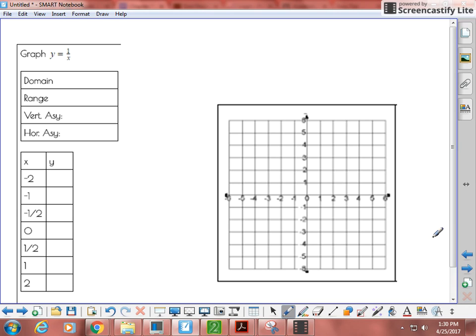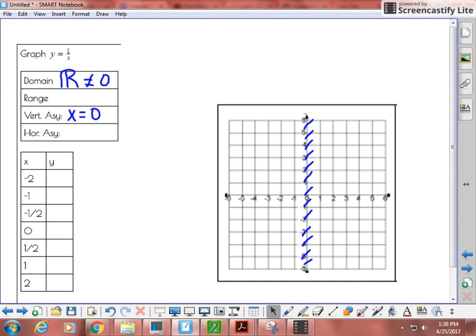So what I know is that my domain is going to be all real numbers, which is this double R, except 0, because I can't have anything at 0. So if I can't have anything at 0, that's going to give me this. That's what we call an asymptote. So my vertical asymptote is going to be at x equals 0.